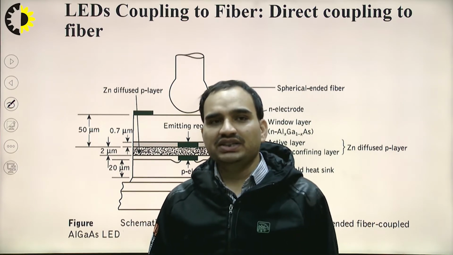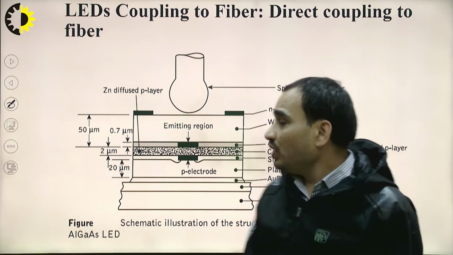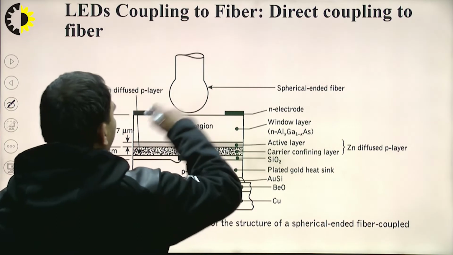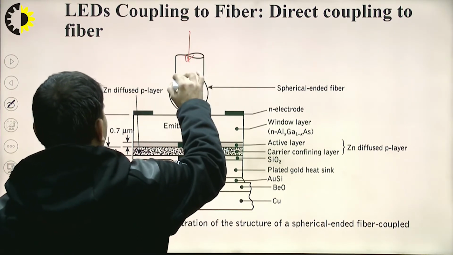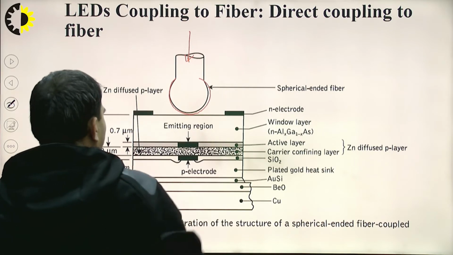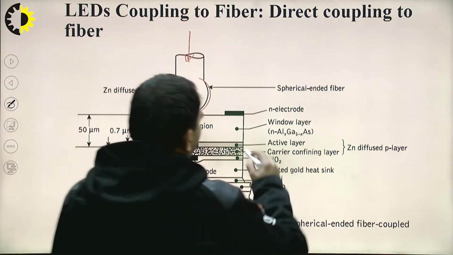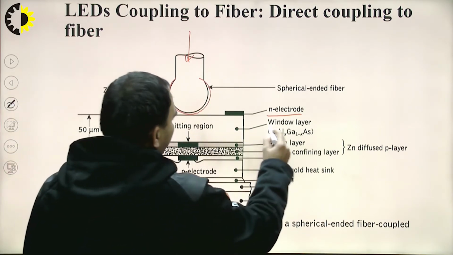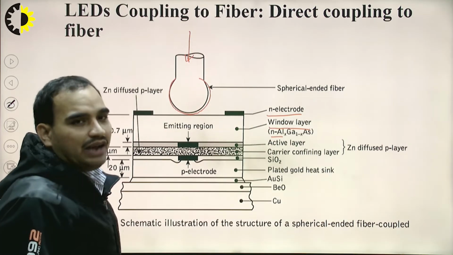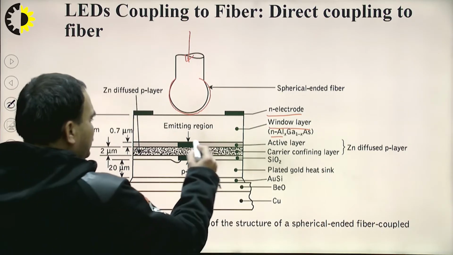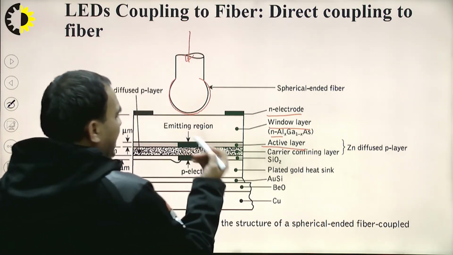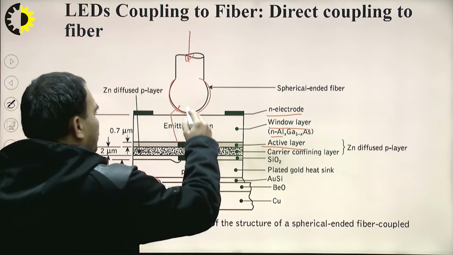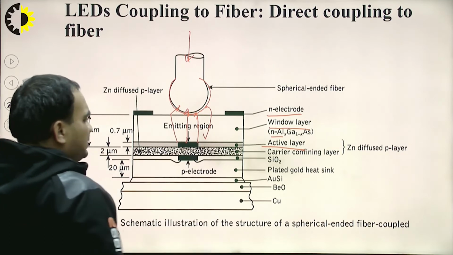We have direct coupling to fiber, also known as butt coupling. Here we can see we are using a hemispherical ended fiber. This is the fiber. Now the end of the fiber core is made up of the hemisphere, and we have the N electrode. Below this we have the emitting area, through which we have a window layer made up of N-type aluminium gallium arsenide. Then below this we have an active layer which is emitting the photons, and these photons are entering the fiber core, as we can see in the figure.